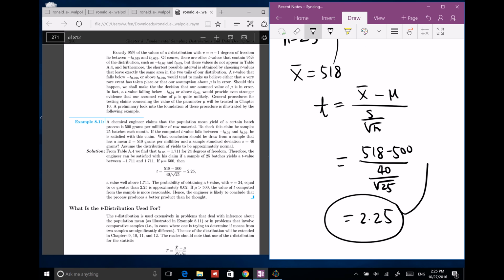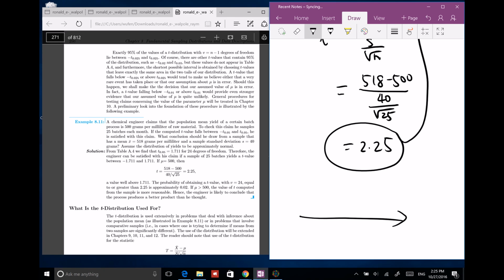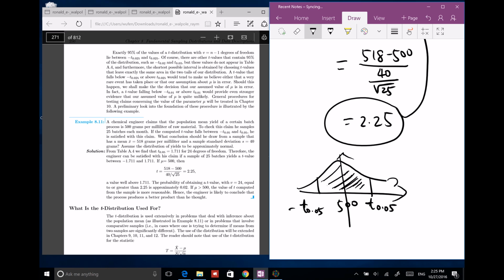Now I want to know if this 2.25 falls into this area. It's pretty much like a normal distribution. This is 500. For anything in this area, between t 0.05 and negative t 0.05, you think, well, this is close enough to 500. Anything out at this place or this place is too far away from 500. That's what it means. So let's check if the 2.25 falls between these two values.